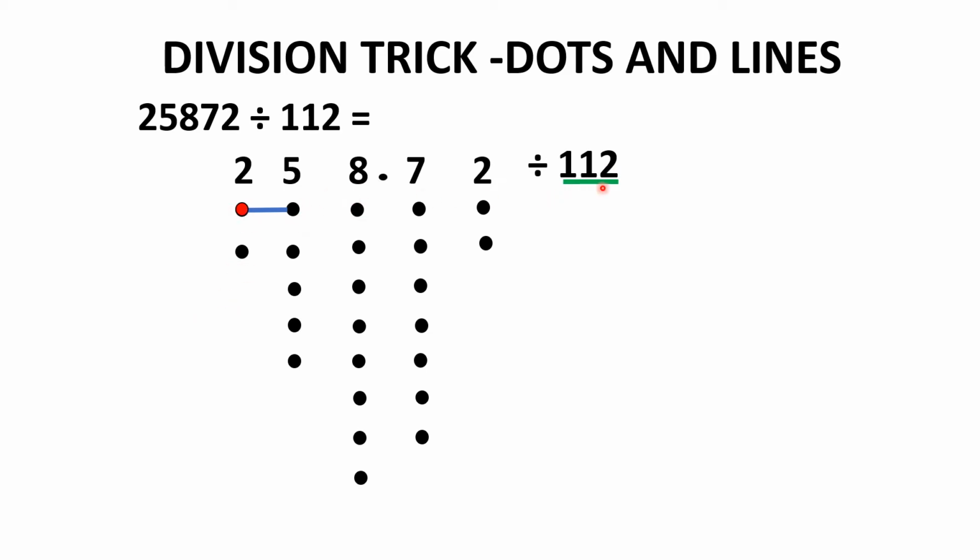Now go to the third row. Third row, how many dots do we have to join? We have to consider 2 dots. So join from the second row to the third row, and here 2 dots. 1 and 2. 2 dots have been connected with 1 line. It's done. Now the same method we'll apply here.